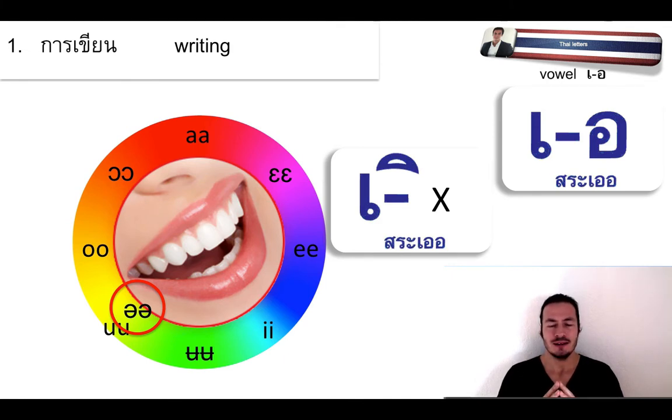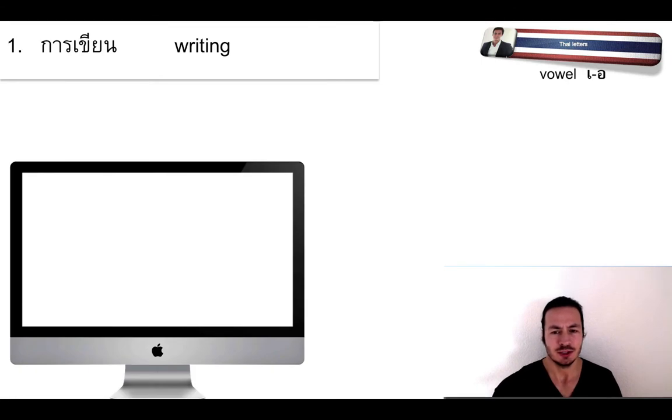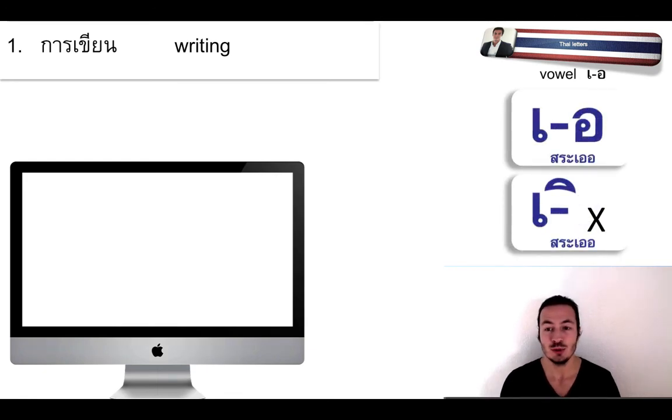But before that, I'm going to show you how you actually write this vowel by hand, and I'm going to show you both versions. On this screen, I'm going to show you how to write it by hand, and on the right hand side you have the two versions of how to write the vowel. Let's start with the top standard one.